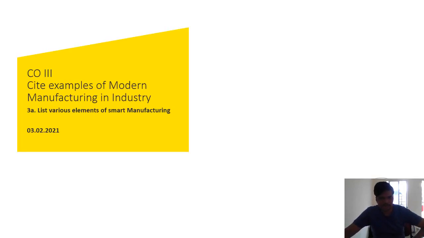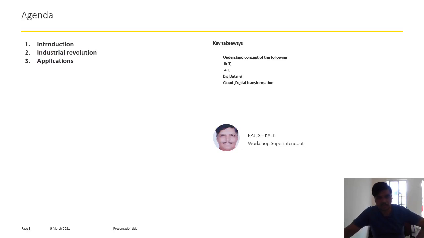the first slide is 3A, that is nothing but list various elements of smart manufacturing. So we'll be discussing smart manufacturing in these particular slides. What are the key takeaways that you have to keep in mind? You have to understand what is Internet of Things, what is Industrial Internet of Things, what is artificial intelligence, what is big data and cloud computing, and what is digital transformation.